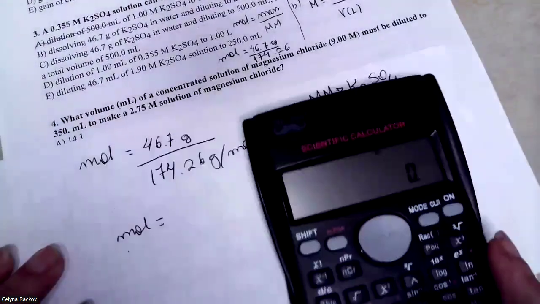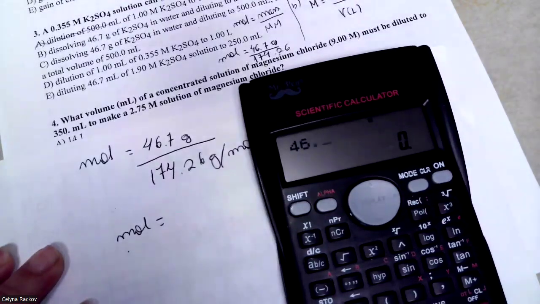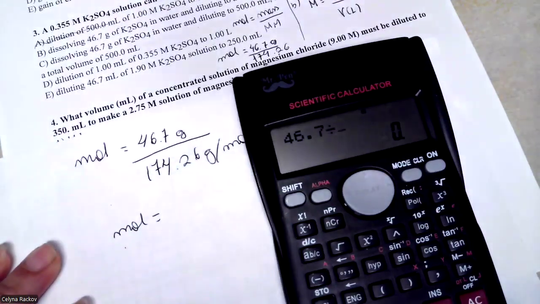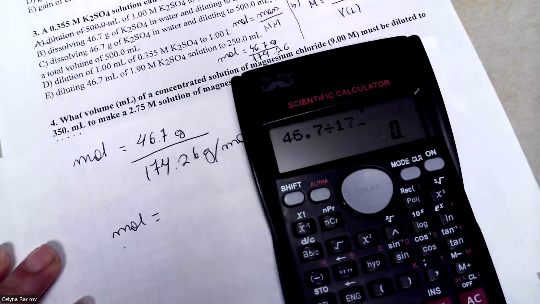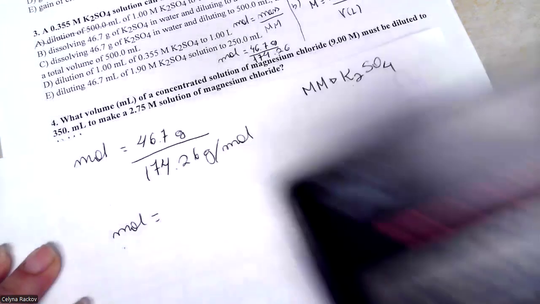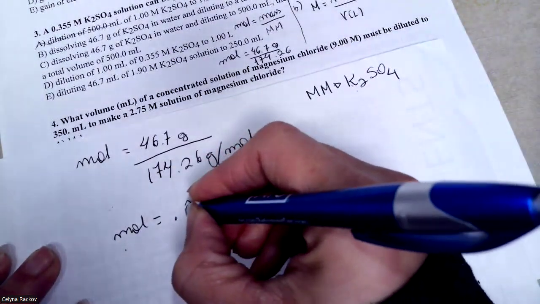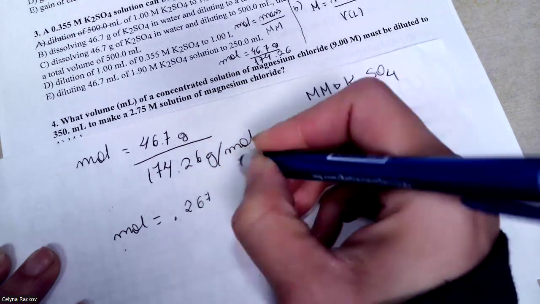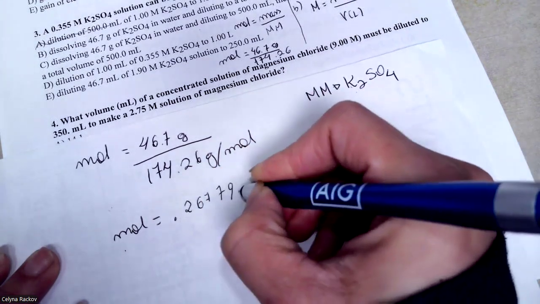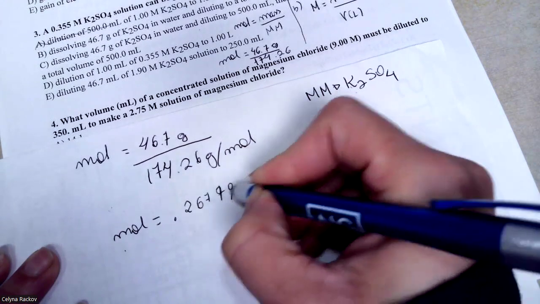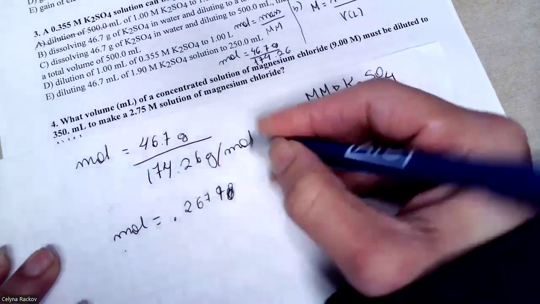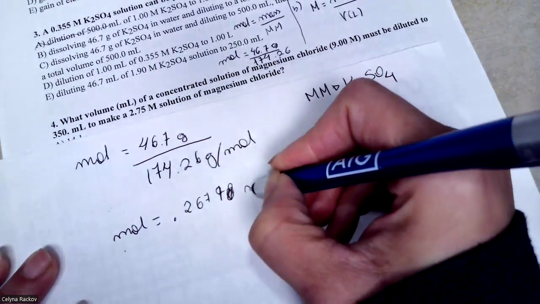Here, 46.7 divided by 174.26. So the moles here are 0.26779 mole.